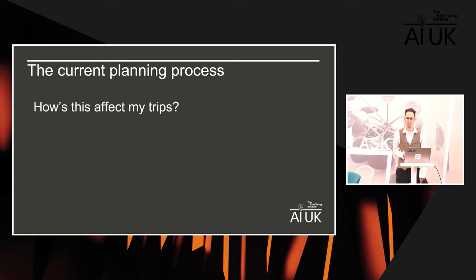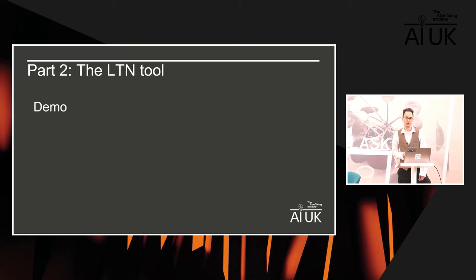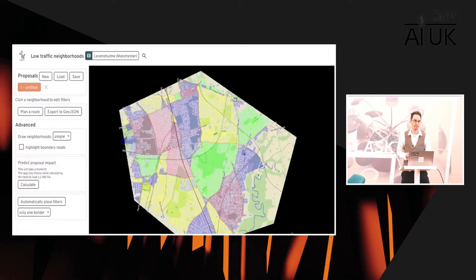Neither the diagram nor the drawing over the satellite really tells people what they want to know, which is: somebody takes a driving trip today and they want to know, how does this affect my trip? They're used to map interfaces like Google and Apple that let them plan journeys around detours, but there's not currently a way to do the same thing when proposing a new LTN. And so now I'm going to show a video demo of some new software that helps solve this problem.